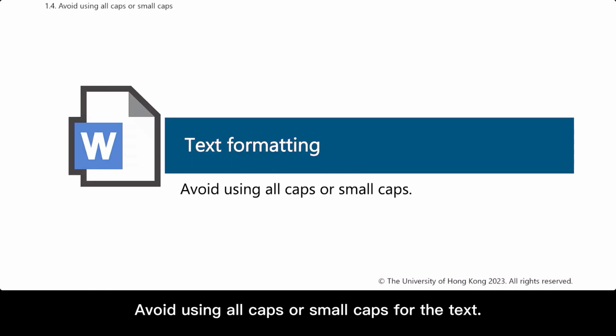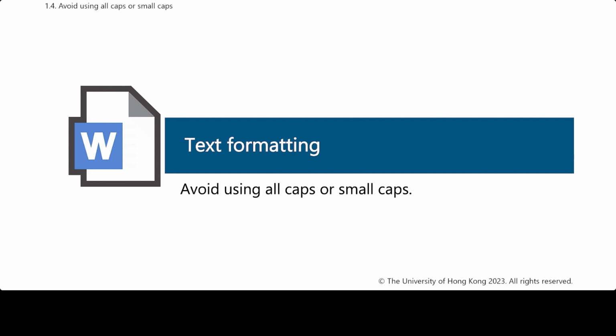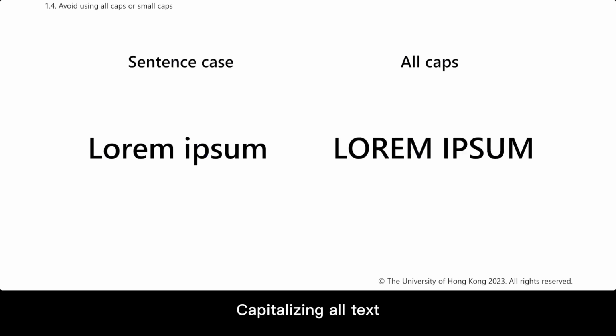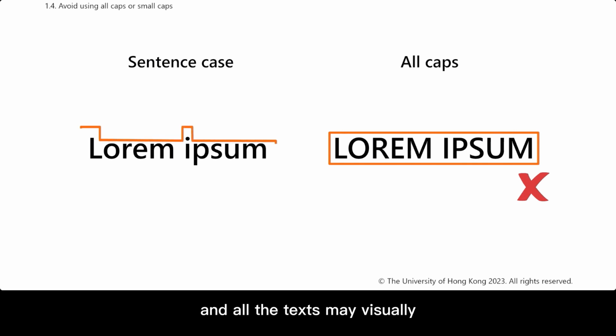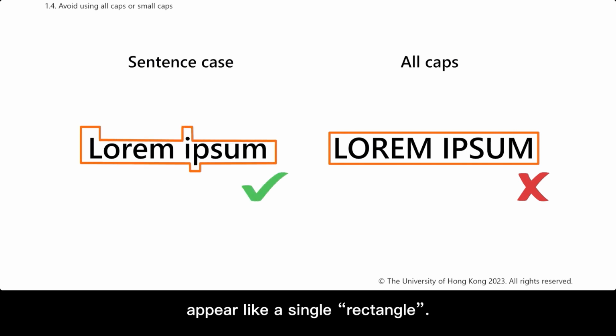Avoid using all caps or small caps for the text. Capitalizing all text is difficult for most people to read. Text with all caps or small caps may show no differences in the shapes of text, and all the text may visually appear like a single rectangle. It would particularly create barriers to some people with visual impairment and some people with reading disabilities.